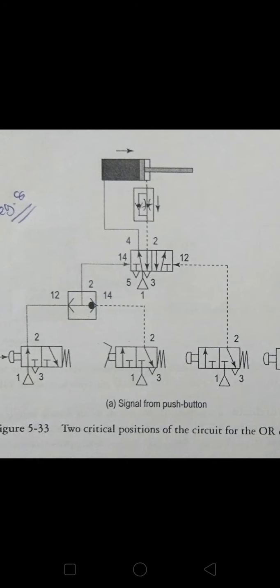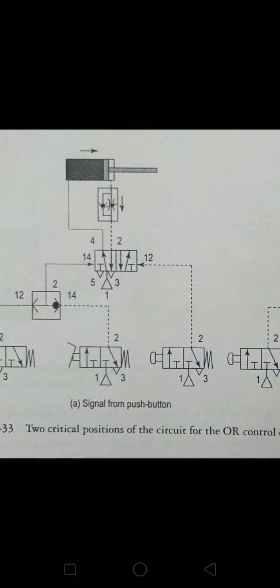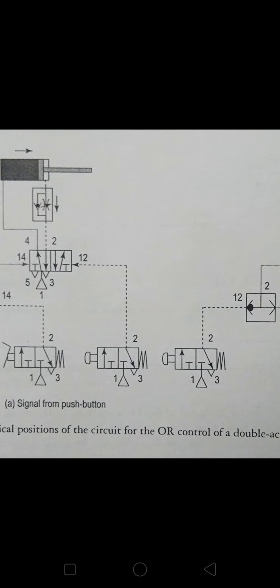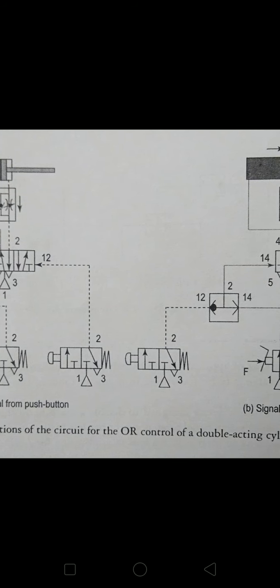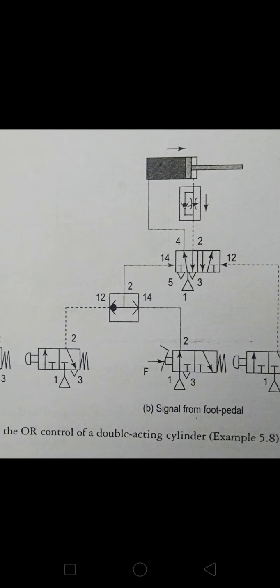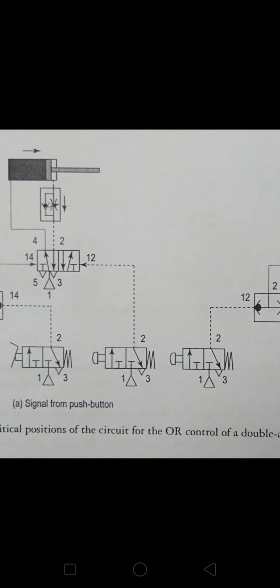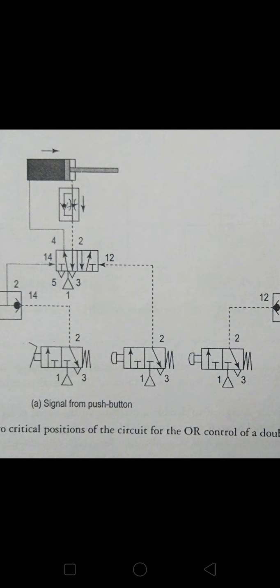As it is an OR type of valve, right? Any one signal you give, it has to work. The two positions of the circuit for the control task, with signal input from a push button valve alone and signal input from a foot pedal valve alone, you can see here in the figure. So the double acting cylinder extends due to the application of a signal, either from the push button valve or from the foot pedal valve. It has to work, and that's why it is called an OR gate. If it had been an AND gate, then both would have to be applied simultaneously, and only then would it give the output, right? This is the basic difference between OR and AND gate.